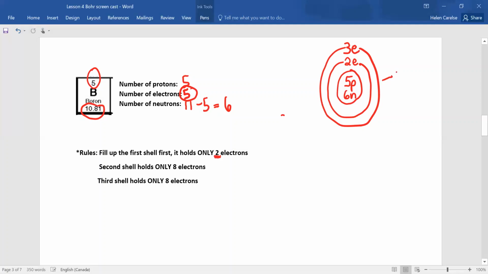So this outer shell is not full. So this atom is actually sad. Atoms like their outer shell to be full. So here you can see that's a total of 5 electrons, and that's how many. So that's the third step done. So I'm going to work through a couple more examples.